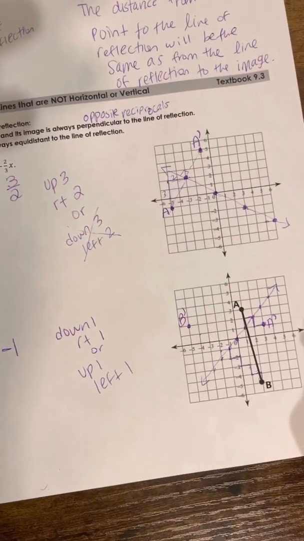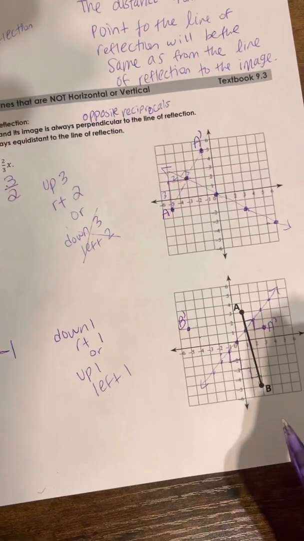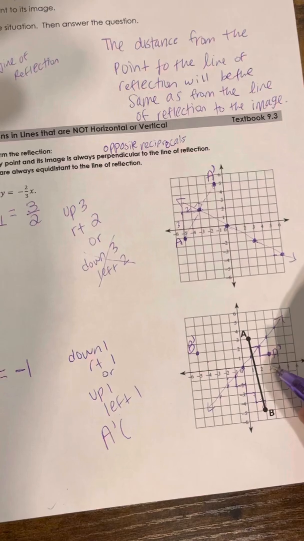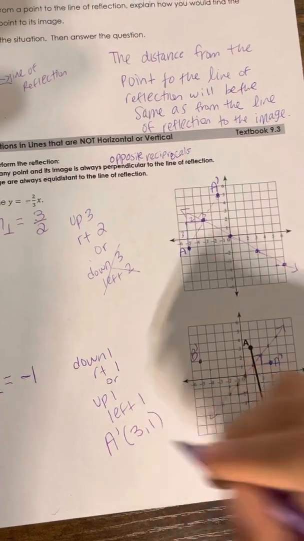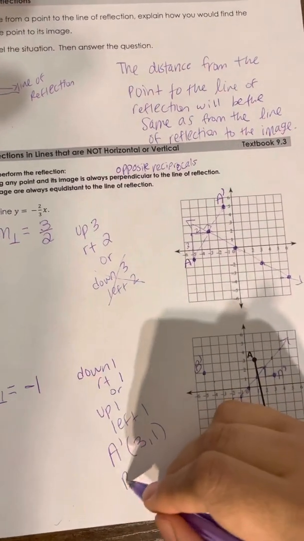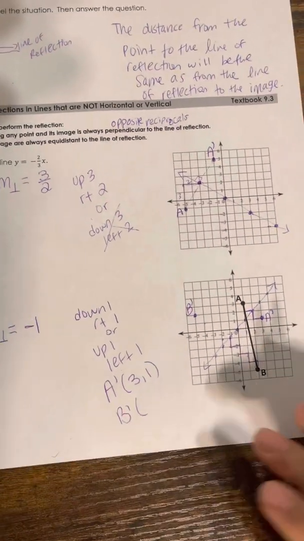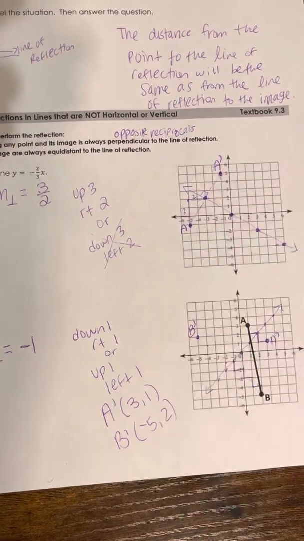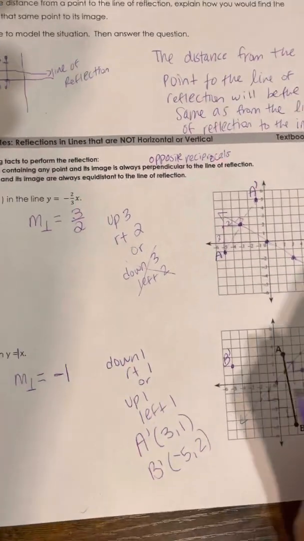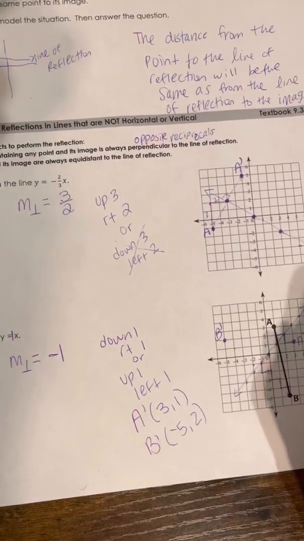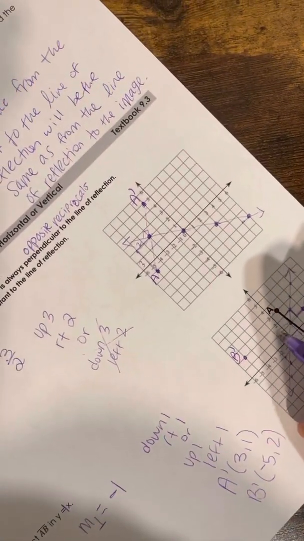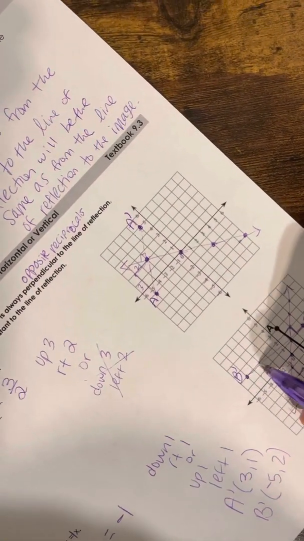I'll write down the coordinates in case you can't really tell exactly what the points are. For A prime, the point here is 3, 1. For B prime, the point here is -5, 2. Okay, and then we can connect them and show that this is now the reflected segment, A prime, B prime. All right, so it should look like that.